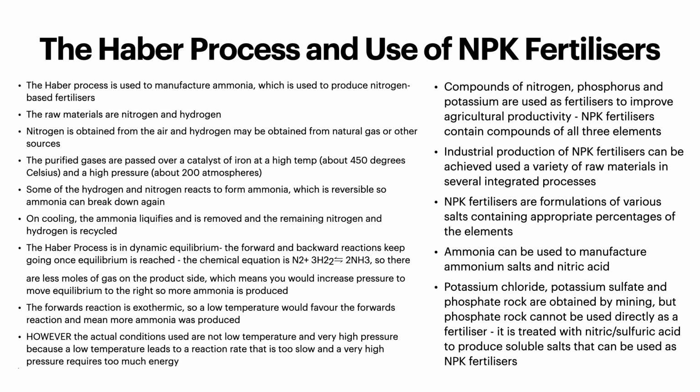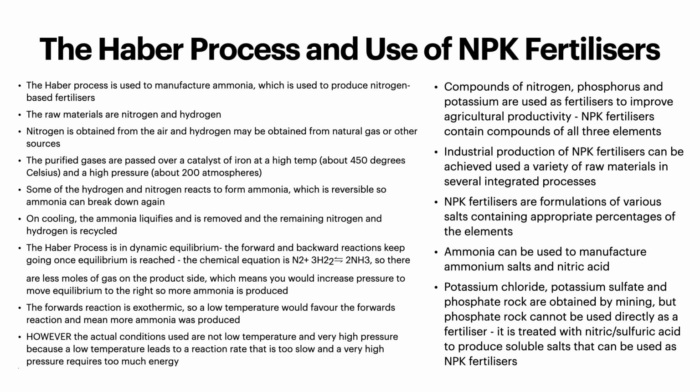The forward reaction is exothermic as well, so a low temperature would favour the forward reaction, so more ammonia would be produced. However, the actual conditions used are not low temperature and very high pressure, because a low temperature leads to a reaction rate that is too slow, and a very high pressure requires too much energy. So even though the conditions are not perfect, they are the best of both worlds to make this process as effective and productive as possible.